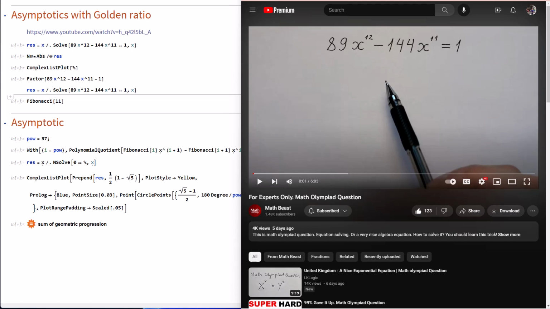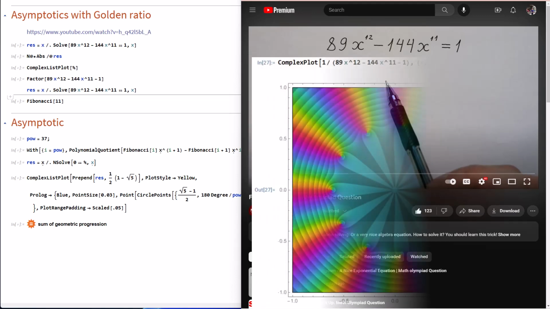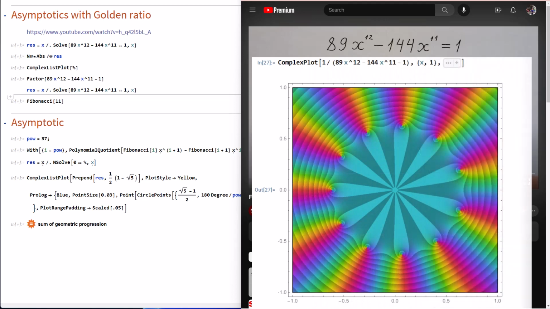Hey there. Today I watched a very interesting math problem on YouTube given by Math Beast. You can see the screenshot here. You are asked to solve a quite intricate polynomial equation. You can just go to his link and follow the steps to find the exact solution for that.